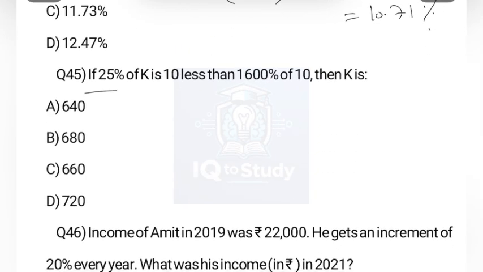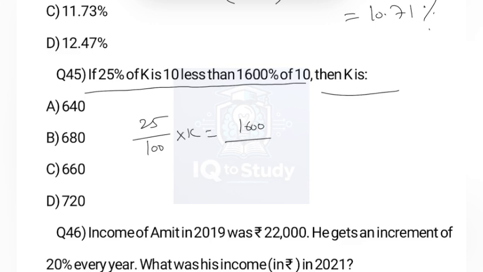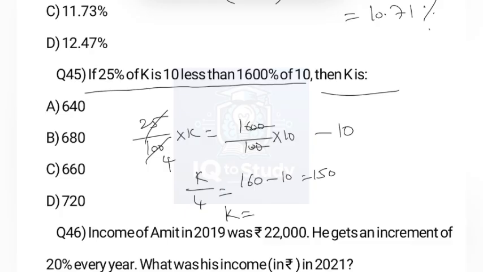If 25% of K is 10 less than 1600% of 10, then K is. So 25% of K is equal to 1600% of 10 minus 10. So K is equal to 150 into 4, that is equal to 600.